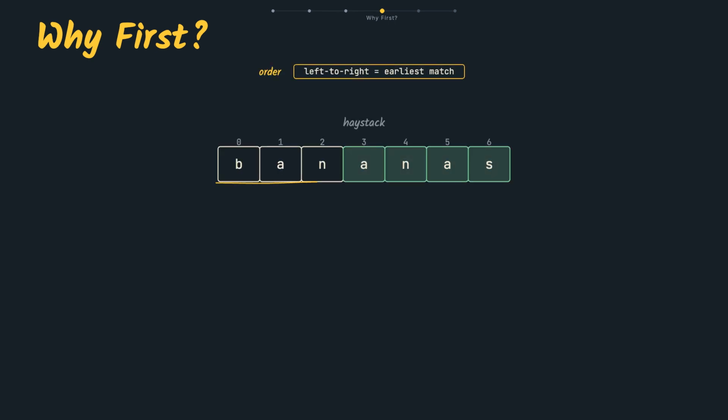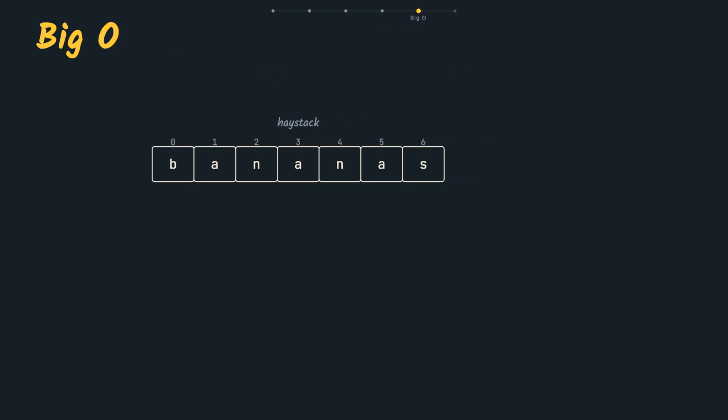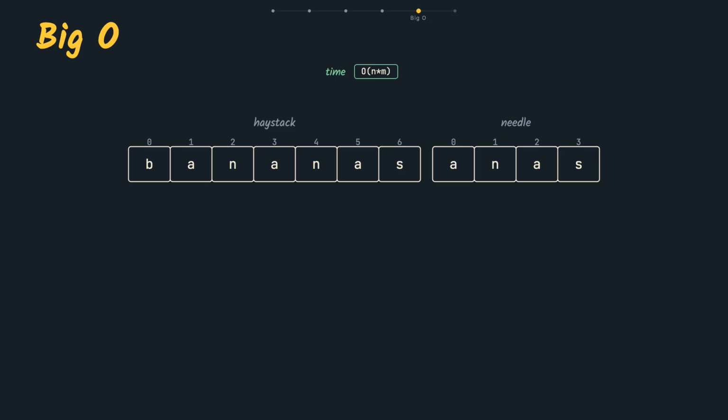Why is this the first occurrence? We test starts left to right and return on the first full match. Nothing earlier was skipped. The cost. Each start can compare up to 4 letters, so the work grows with the haystack length times the needle length. We only track a couple of indices, nothing extra. The space stays constant. Let's write it.